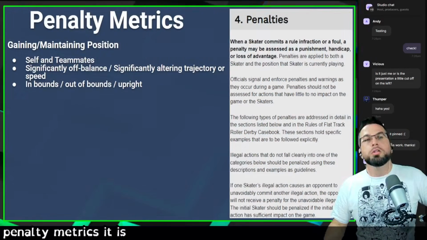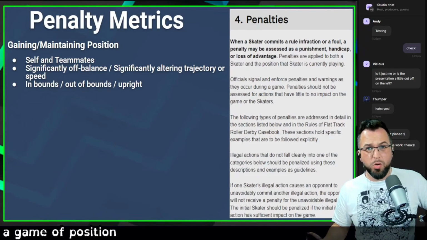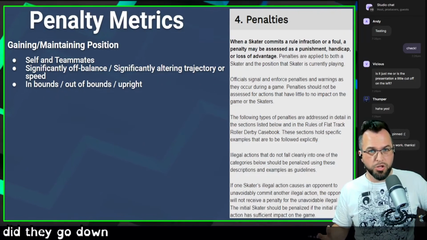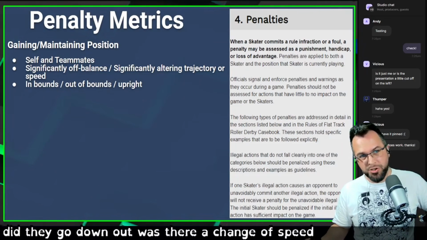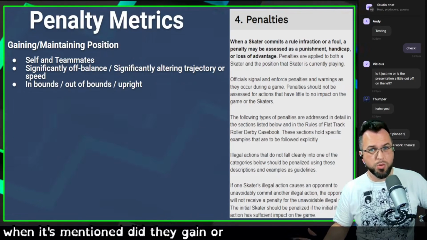Penalty metrics it is. So, gaining and maintaining position. A gain of position or a teammate's gain of position. Did they go down, out? Was there a change of speed or trajectory? So when it's mentioned, did they gain or did they maintain position? That's what we're talking about.